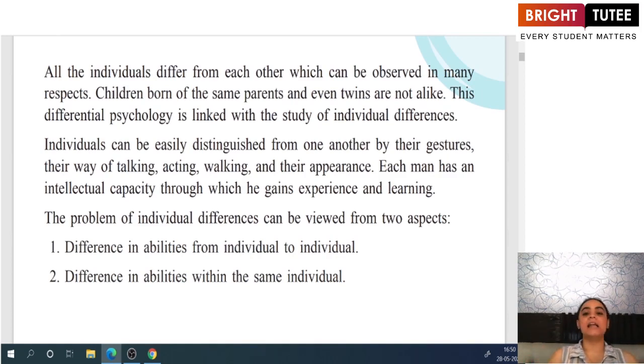Apart from things that can be seen and observed, people are different on the basis of their intellectual abilities also. Their cognitive skills are different. How mentally smart they are is going to be different. So the problem of individual differences can be studied from two different aspects. First, difference in the abilities from individual to individual, the differences that exist between one person and the other, as well as the difference in the abilities within the same individual. A person who can be very quick and smart when it comes to the subject mathematics can be very dull and lethargic when it comes to Hindi. So within the same person there are differences, and differences can obviously be seen between two people as well.